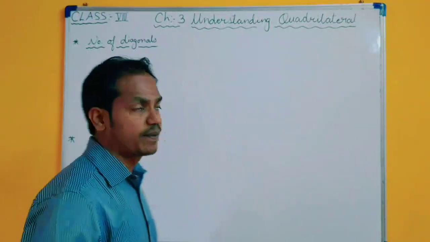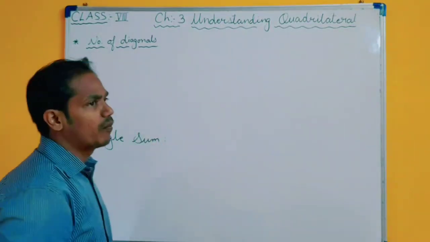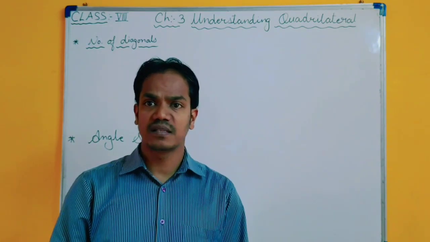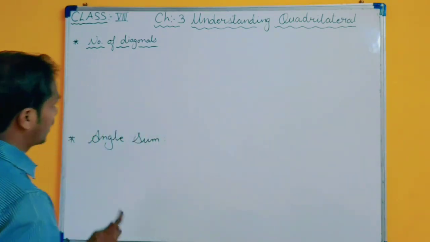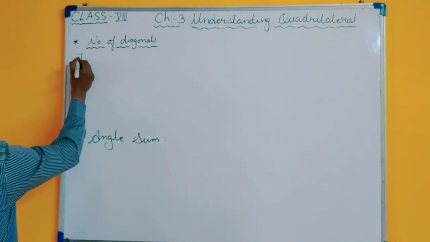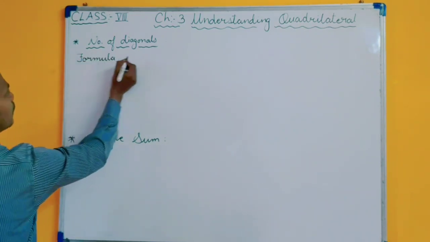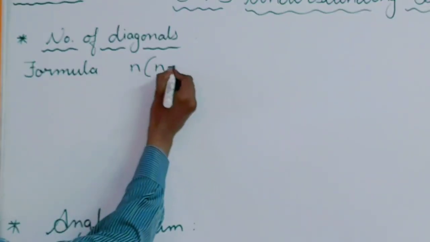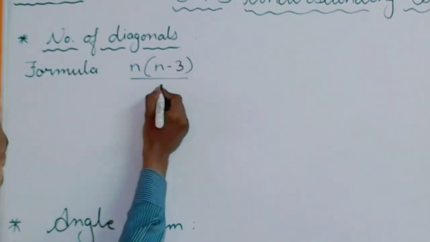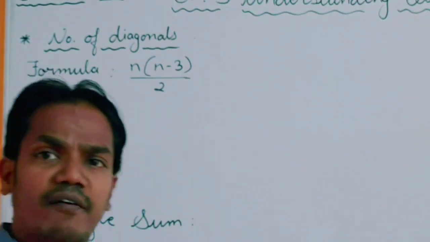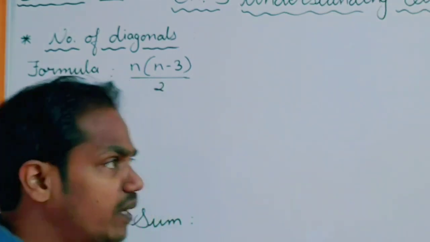Next I will explain how to find the number of diagonals. How can you find the number of diagonals in any polygon? To find the number of diagonals, there is one formula: n times (n minus 3) divided by 2. This is the formula to find the number of diagonals. You can find the number of diagonals for any polygon.